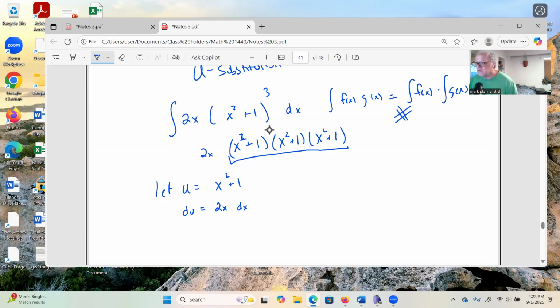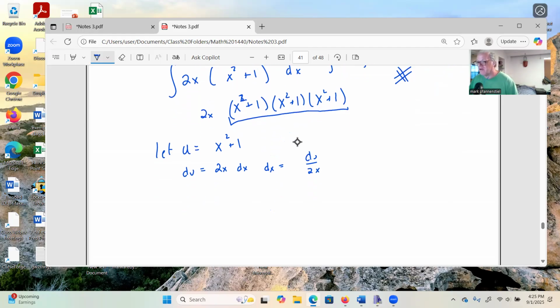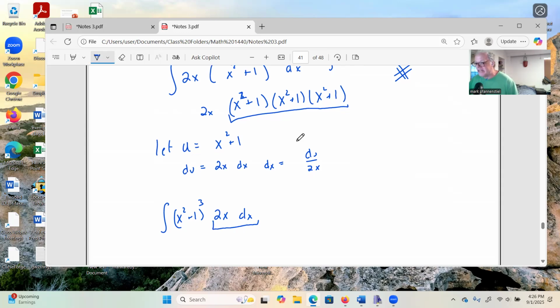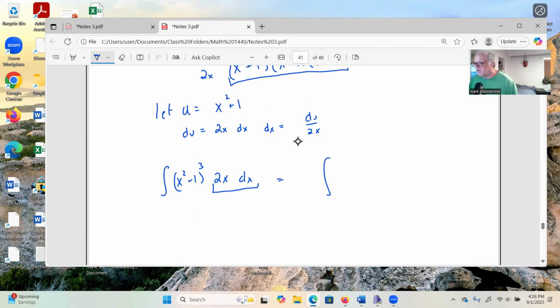Now, some books will have you say dx equals du divided by 2x, and that's fine. I learned it a slightly different way. I'll show you how I learned it. So we're going to say the integral of, and here we have our (x squared plus 1) cubed. Now I'm just going to slide this 2x over to the other side and say, well, would you look at this? This 2x dx, this is my du. So this is equal to, here's my du, (x squared plus 1) cubed, that's going to be u cubed.